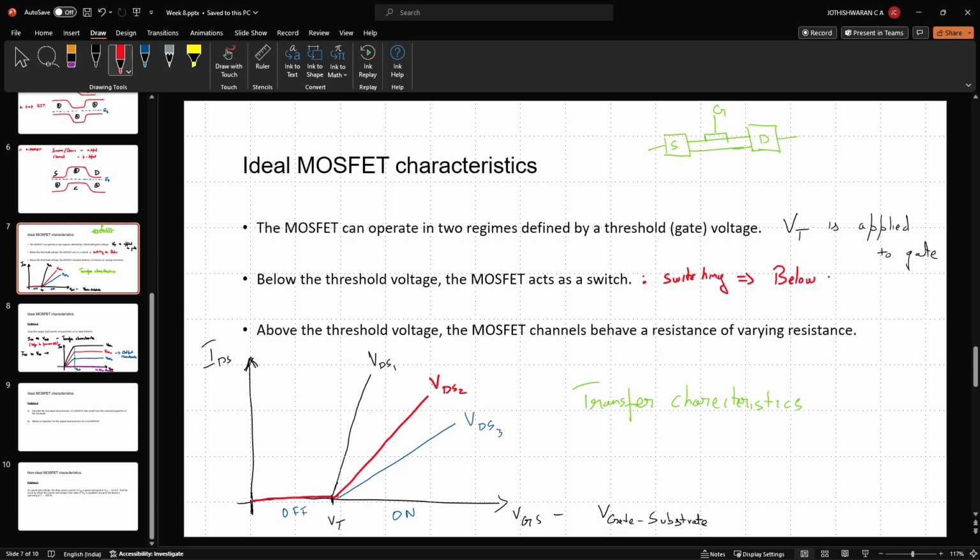Like below VT and above VT. So we have these two things and we are kind of moving back and forth. Okay, so we should understand that this process is taking place. So then our device is a switch. And that is typically what happens.